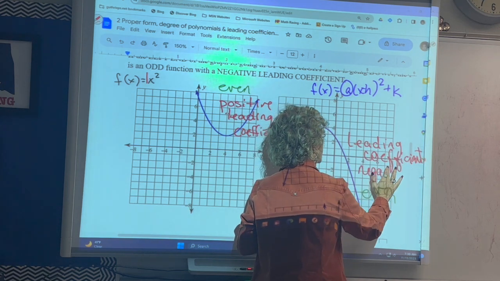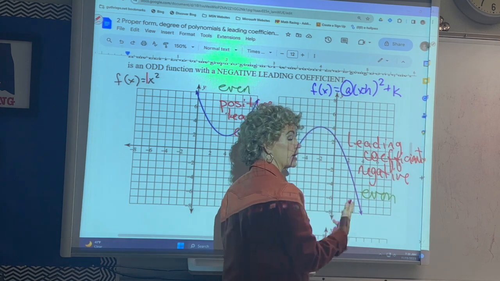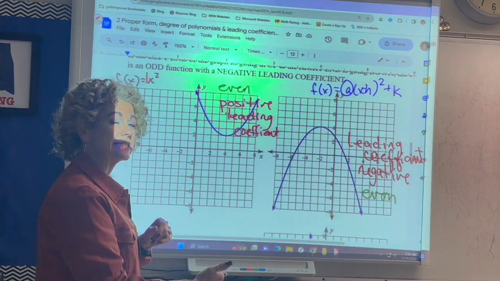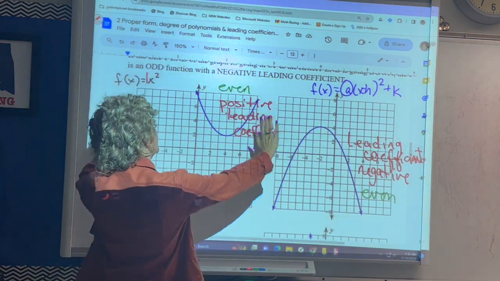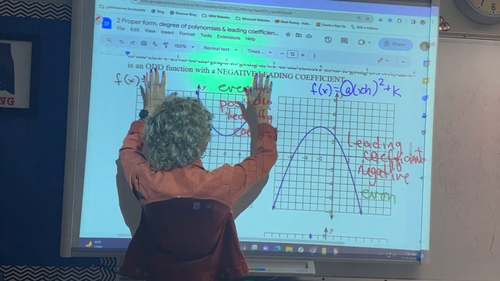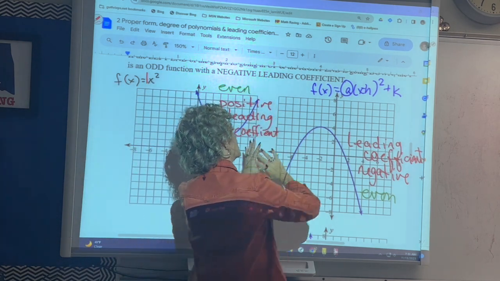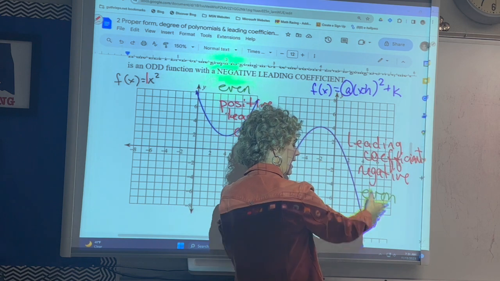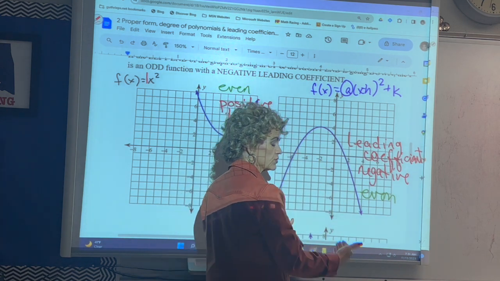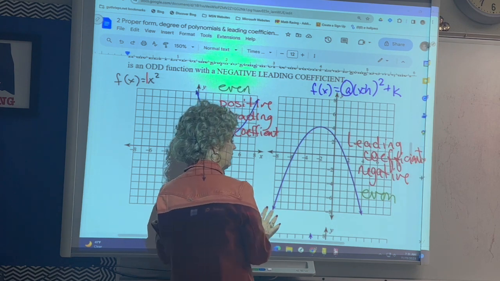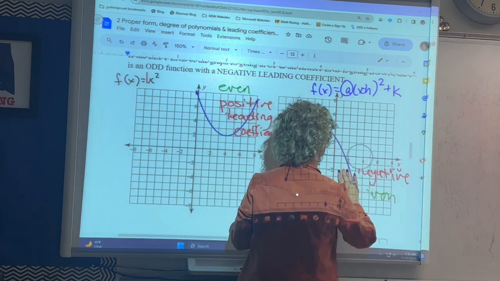We are just saying, okay, this is an odd or even function, and the leading coefficient is either positive or negative. Both ends up, positive direction, okay? So this is even, leading coefficient positive. This one's down, okay? Both ends down, both ends are the same direction, so it's an even function. Down, negative, leading coefficient that is negative, okay?